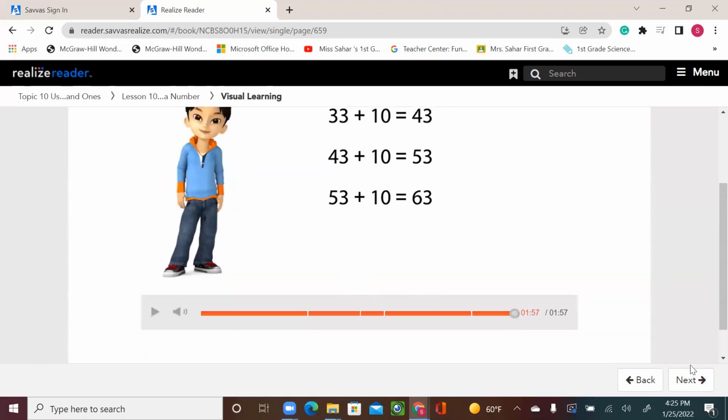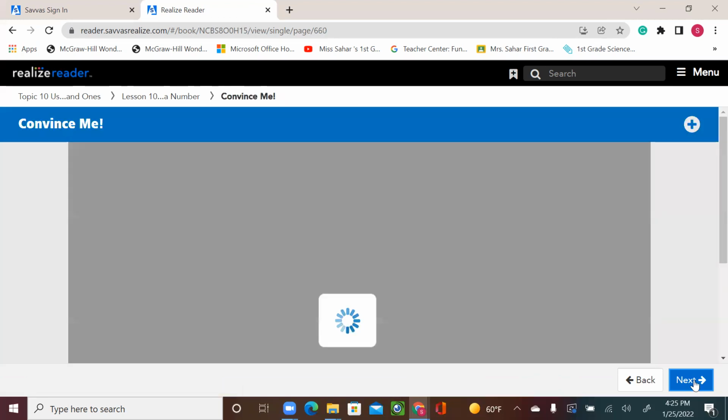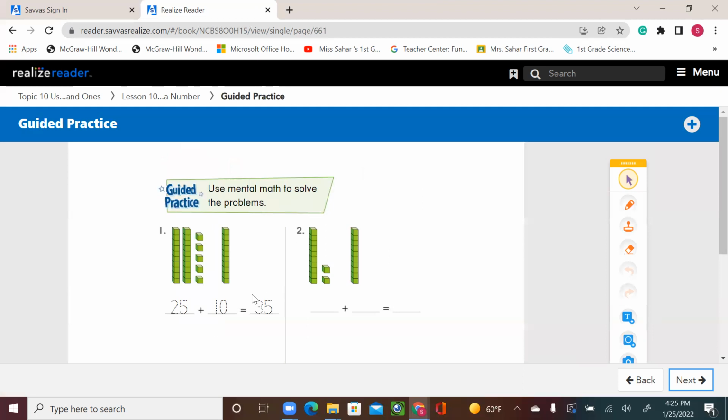All right, so let's go to our guided practice and see what we have. Use mental math to solve the problems. 25 plus 10. So I see 2 rods of 10, so this is 20 and 5 ones. 25 plus 10. Now I know that, what am I adding? Only tens. That means this is my tens, the 2, it's going to be 3, and my ones remain the same. So 25 plus 10 equals 35.